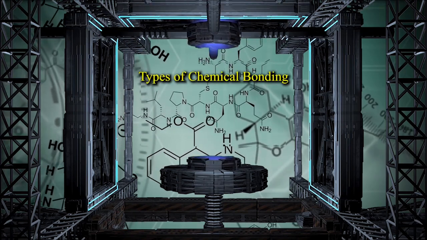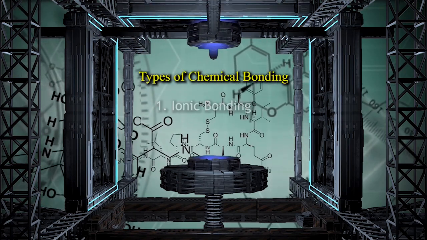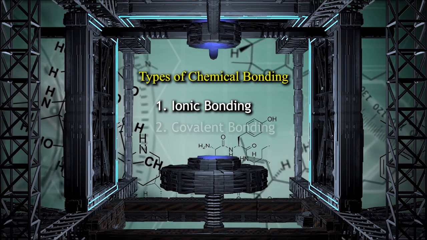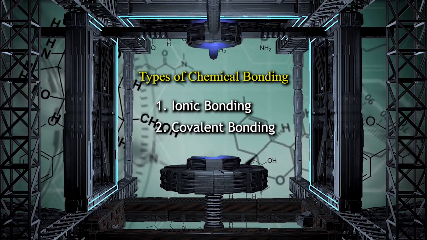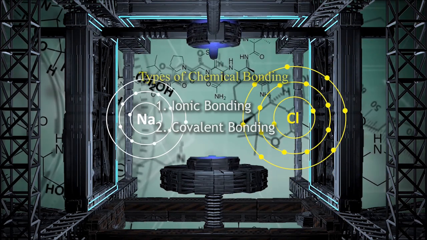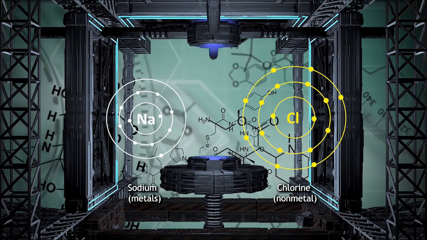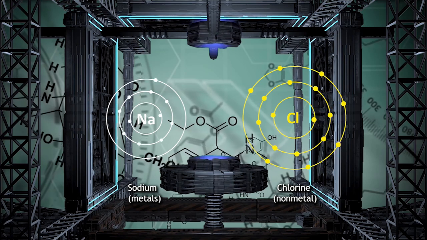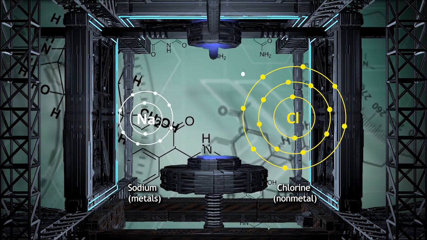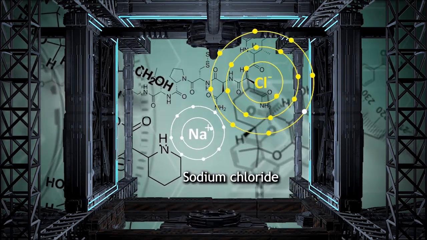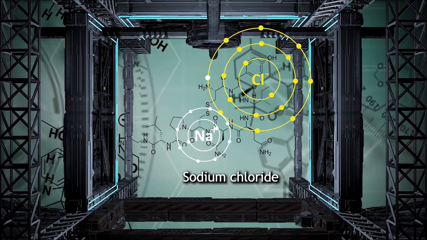There are two types of chemical bonding common to elements, the ionic bonding and the covalent bonding. Due to the lesser number of valence electrons, metals tend to have lower values of electronegativity and can easily be dragged by the nonmetals because they only require a small amount of ionization energy.